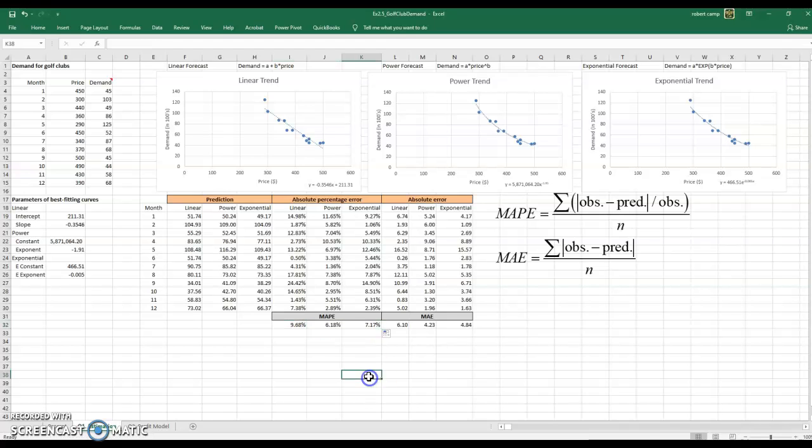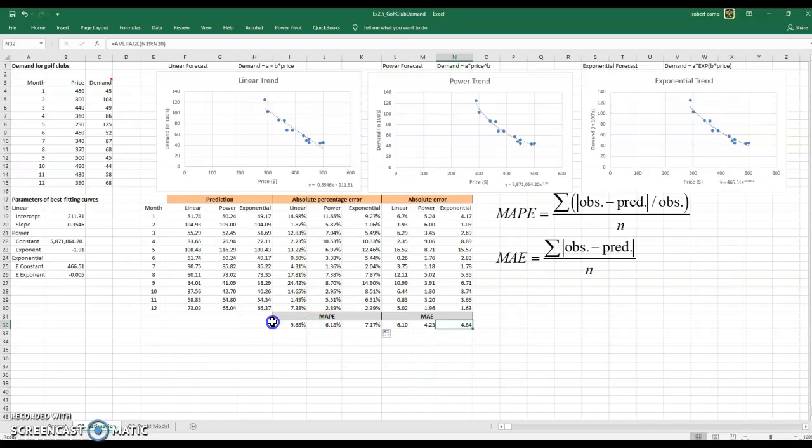And there we go. So now as I look at this, the mean absolute error, so my linear, on average, I'm 6.1 off the demand for each one. For the power, I'm 4.23 units off the demand for each one. And the exponential, I'm off by 4.84 units for each one.